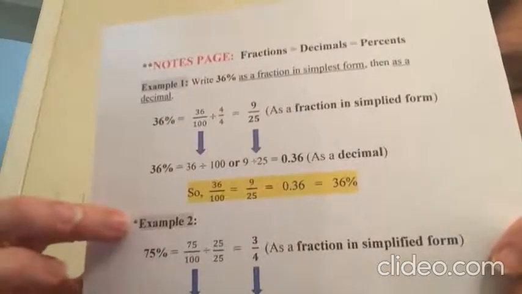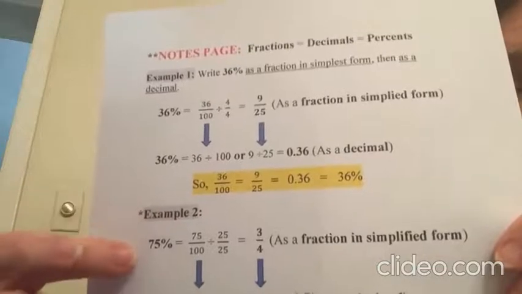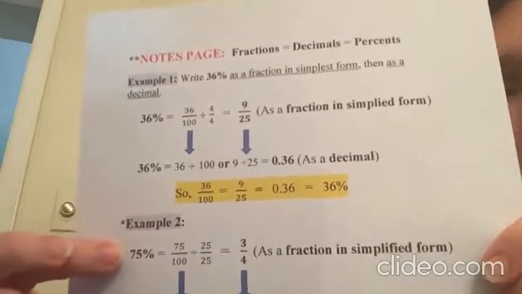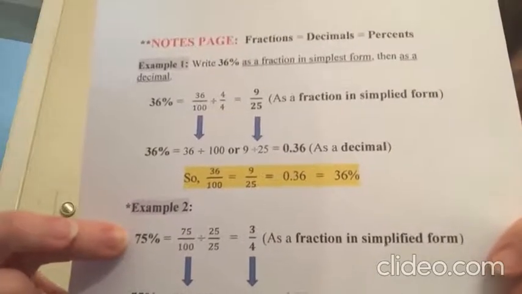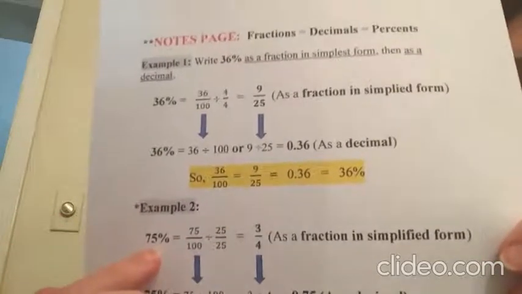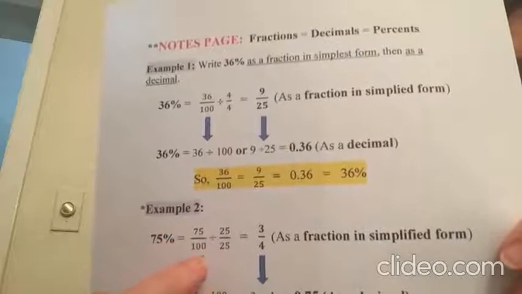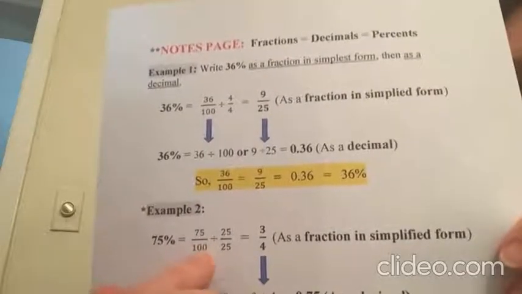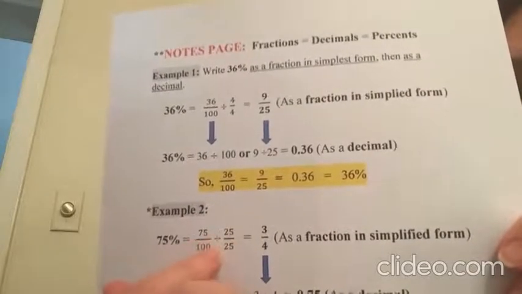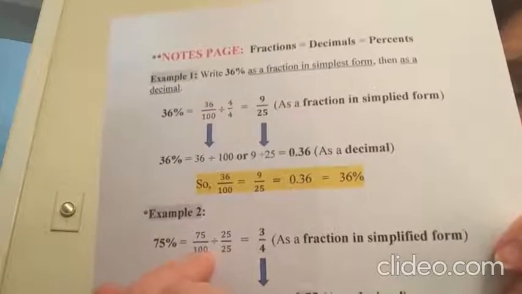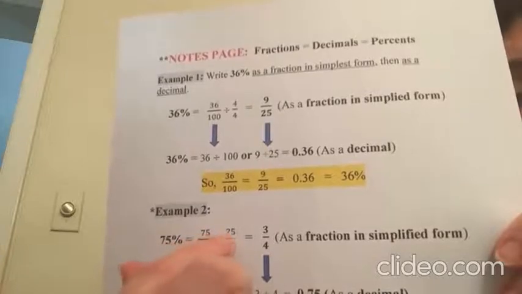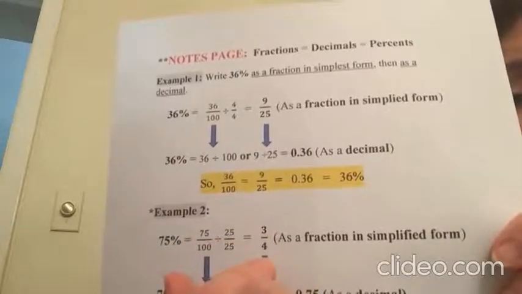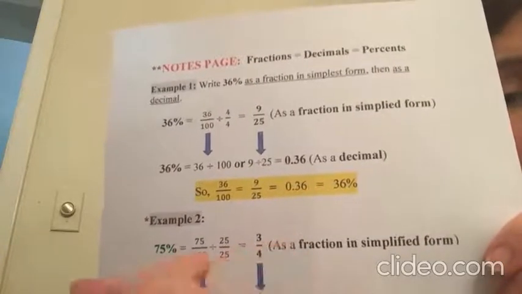Okay, so let's do another example. In this one, we're going to change 75%. We're going to write it as a fraction in simplified form and as a decimal. So 75% is 75 hundredths. Both of these numbers can be divided by 25. 100 divided by 25 equals 4. 75 divided by 25 equals 3. So my fraction is 3/4.